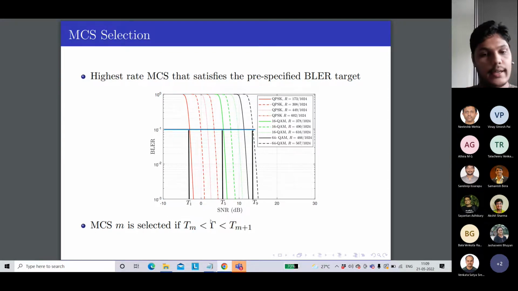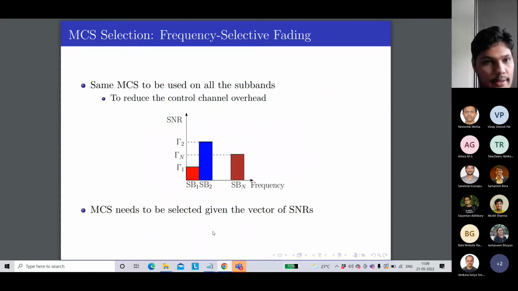This is good when gamma is a scalar, which means when the channel is flat fading. But we saw in frequency selective fading, the channel varies across subbands. That means we will not have a single gamma but a vector of SNRs. How do we determine the MCS given the vector of SNRs? So this is the problem.